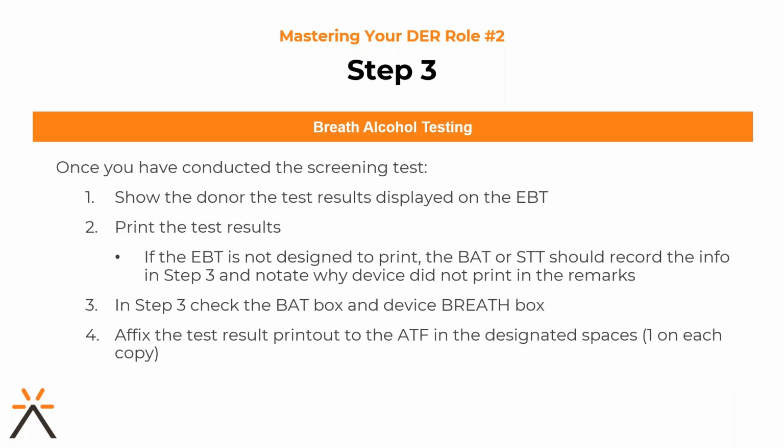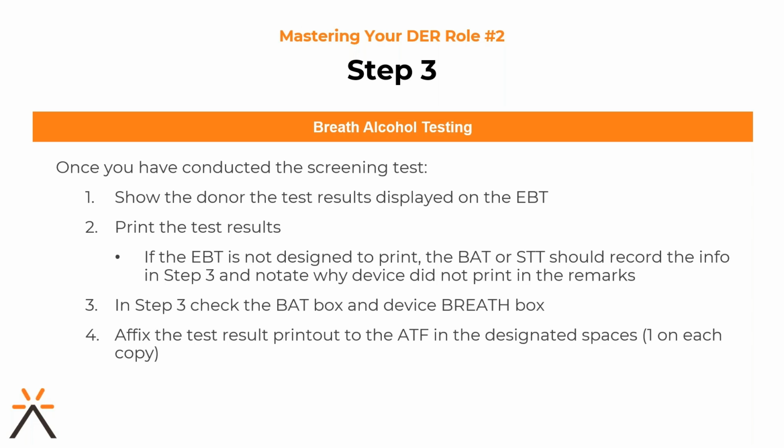Once you've completed that screening test, you're going to show the donor the results. There's a lot of these things you can't see on the ATF, right? You can't see that they're showing you those sequential test numbers and those type of things. After the test is completed, you're going to show them the results. You're going to hit print on your machine, and then if it doesn't print, some machines don't, some screening devices don't print, then you can write that in step 3.